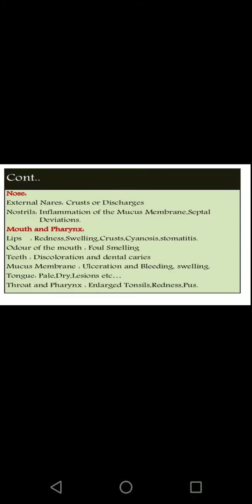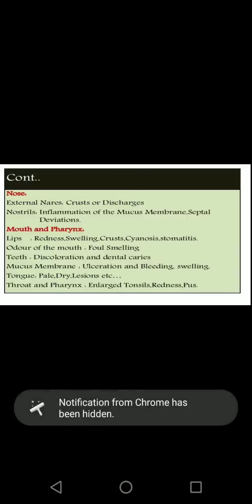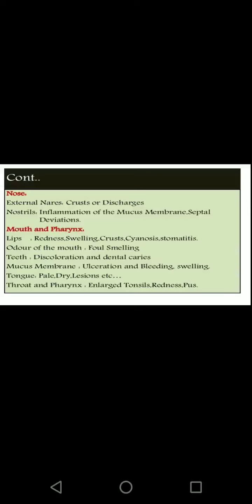External layers, you will check whether crust or any kind of discharge is present or not. In the nostrils, you will check for inflammation of the mucous membrane or any kind of septal deviation by using your fingertip.